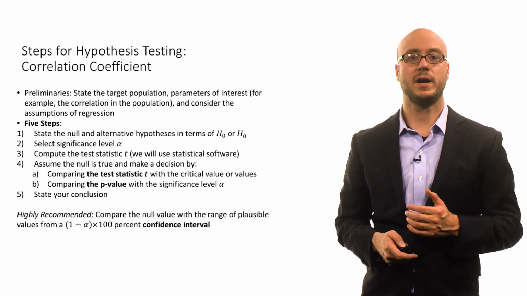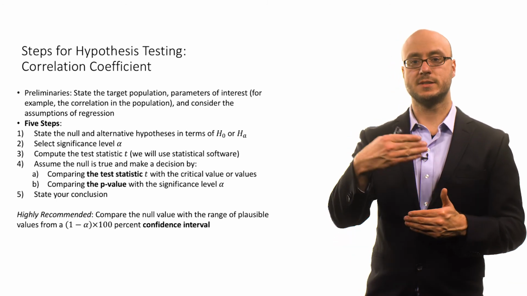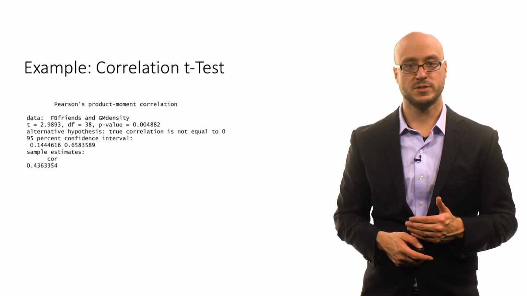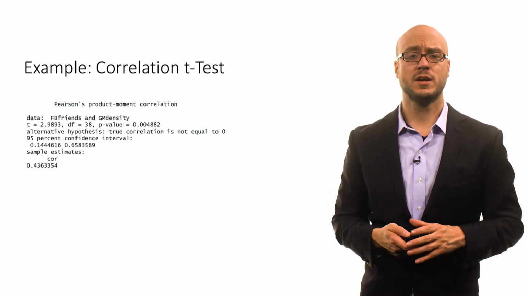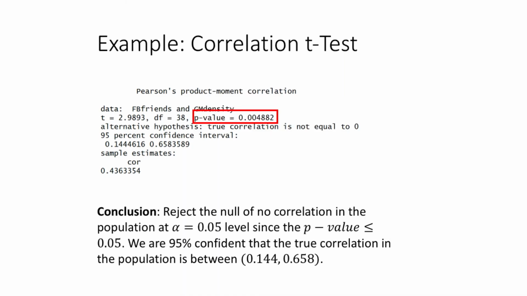You do not need to do anything by hand. The math is a little bit more complicated. What's important is that you understand substantively what's going on and how to interpret the results. So we're going to use statistical software. Here's the correlation t-test. We get a p-value. It's less than alpha of 0.05, so we're going to reject the null.